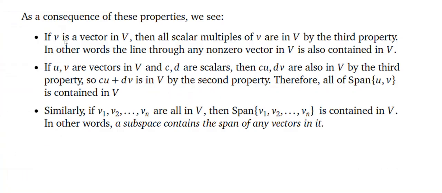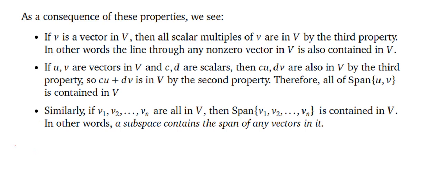So if v is a vector in V, where capital V is the set of all vectors, so v is an element, very good. Then all scalar multiples of v are in V as well, by the third property of the scalar multiplication. In other words, the line through any non-zero vector is also contained in V. I will describe it in a better way.